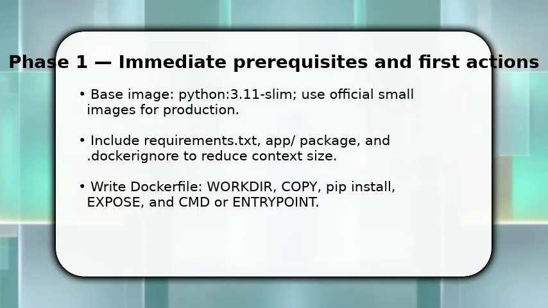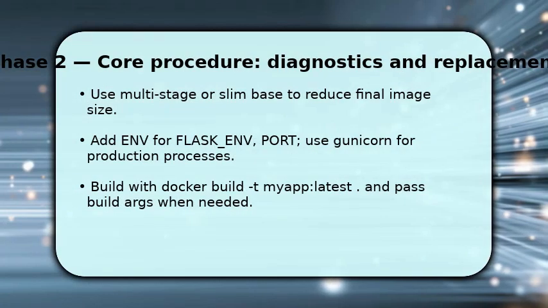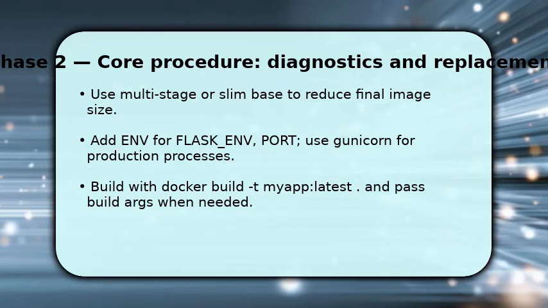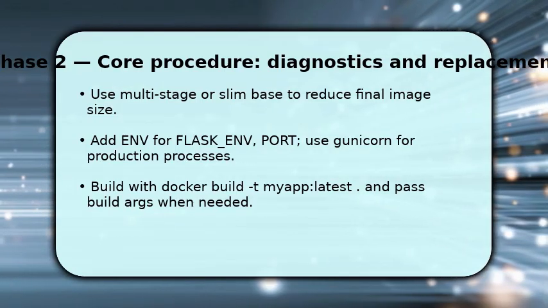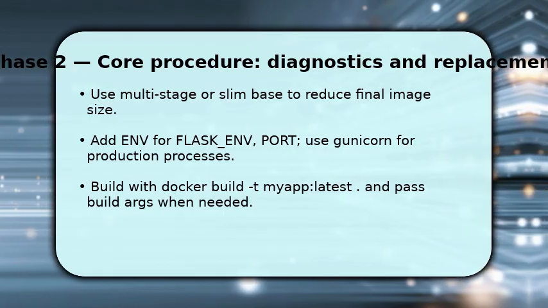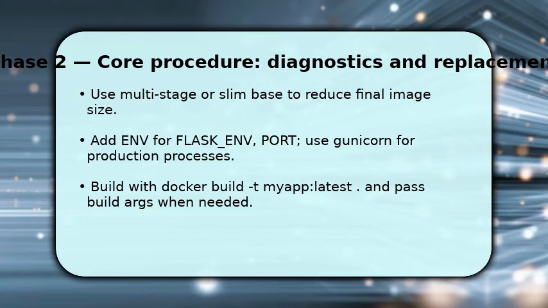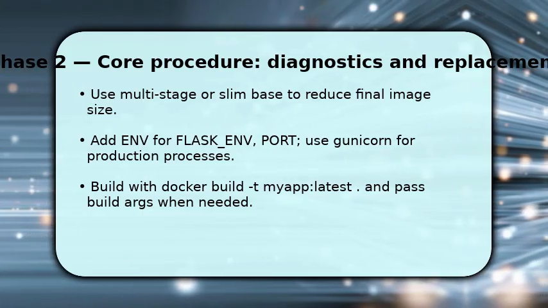Now you optimize and build. If your app needs compilation, use a multi-stage Dockerfile so build tools don't end up in the final image. Otherwise, the slim base suffices. Make sure to declare ENV FLASK_ENV=production and ENV PORT=5000 to clarify runtime behavior.